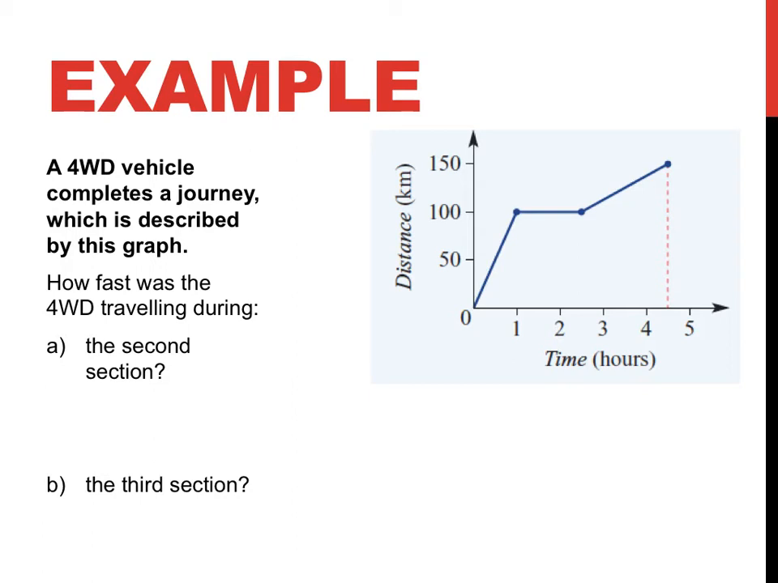How fast was the four-wheel drive travelling during the second section? Here is the first section. Here is the second, that bit there. And you might notice something about the gradient of that line. The gradient is 0. The line doesn't actually go up at all. So how fast were they travelling? They were travelling at 0 kilometres per hour because they didn't travel anywhere.